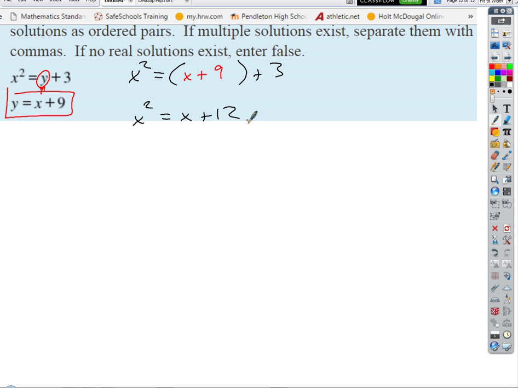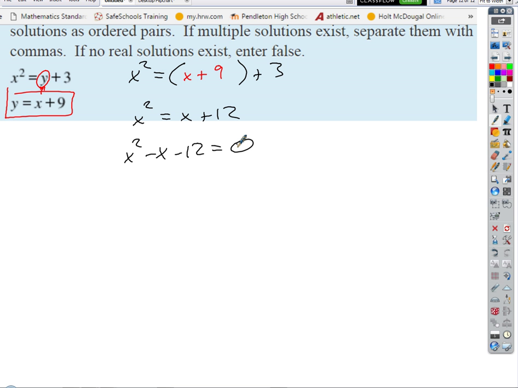Okay, so I can't square root because I can't isolate x. I don't have a single x. Say it again. I could complete the square. I could. But I got to get it into standard form maybe to start with. So let's put everything on the left side. I'll subtract x from both sides and subtract 12 to get it equal to 0.